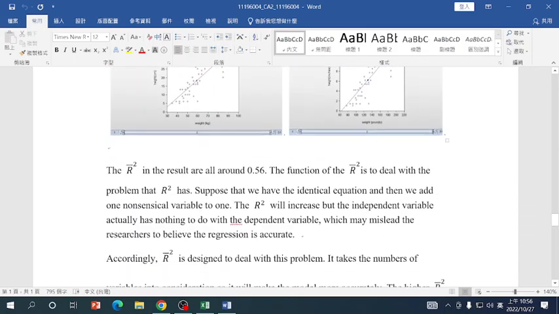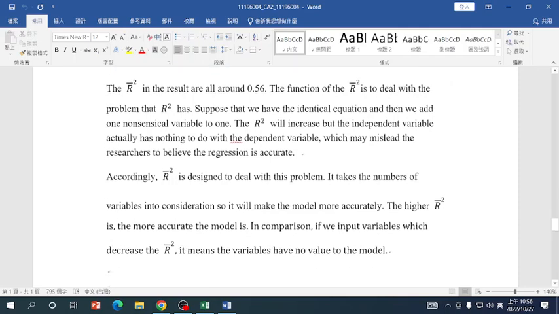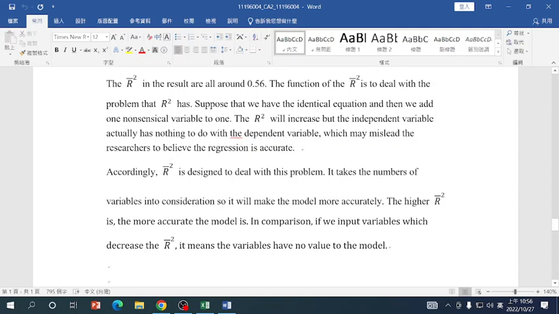Adjusted R square deals with the problem that R square has. The problem is that the higher the R square is, the better the equation seems. But when we put a new variable into the equation, the value of R square will increase, and even if we put in a nonsensical variable with no relationship with the y variable, the R square value will also increase. To deal with this problem, we have the adjusted R square, because it also takes the number of variables into consideration.